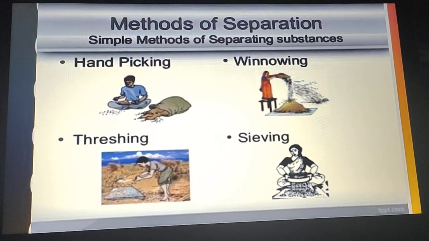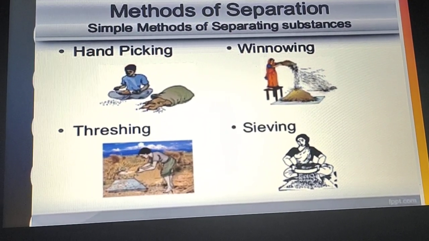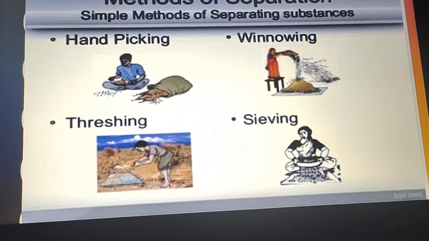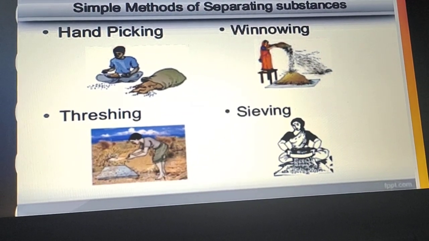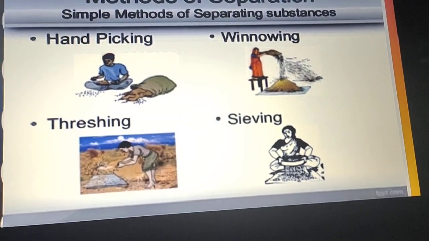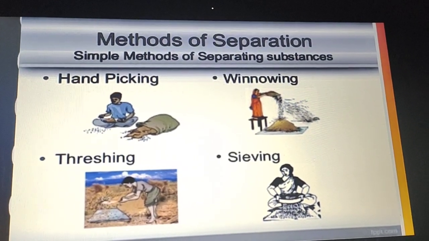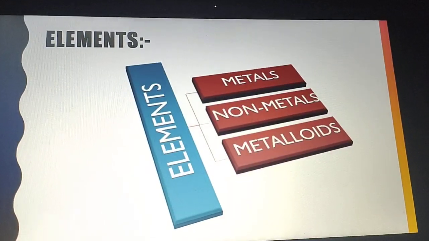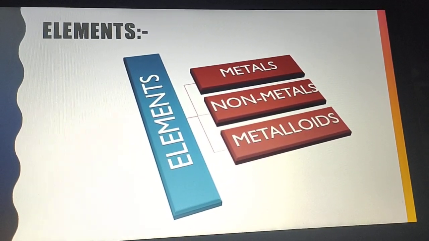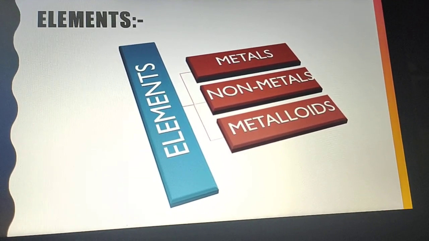There are so many other physical processes that are used. Simple methods of separating substances are hand picking, you can separate by hand. So this is again a physical method. Winnowing, sieving or threshing. So these are the four methods that are also used for separation and come under the separating techniques. Now we are done with the separating techniques.